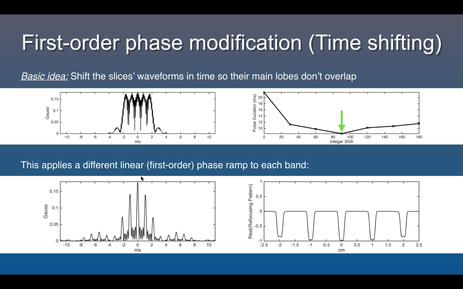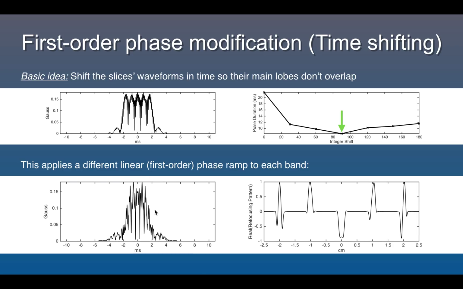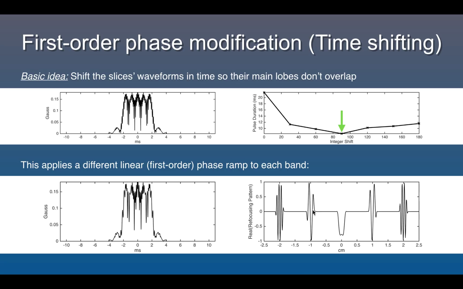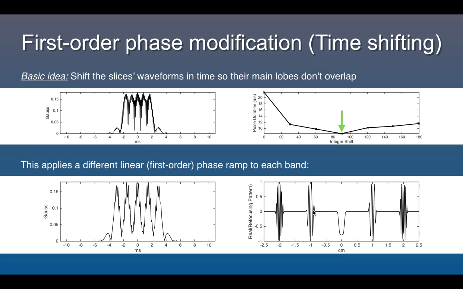Now what this is going to do is apply a different linear first order phase ramp to each band. And so as you increase the shift per band, if I plot the real part of the refocusing pattern of this pulse, you can see that the outer slices start to accrue large phase rolls, whereas the inner slices have lower frequencies.